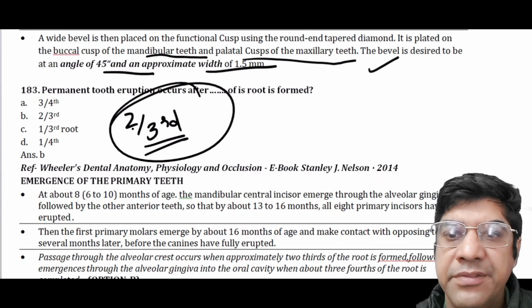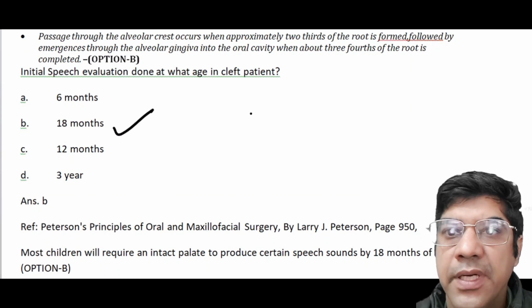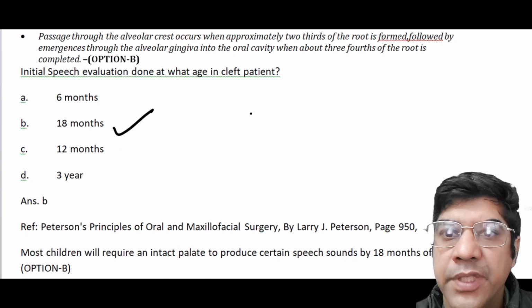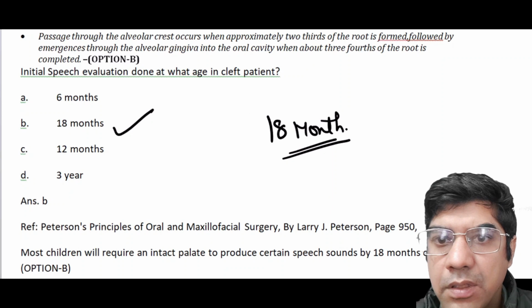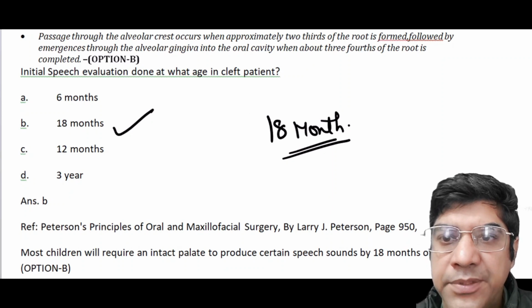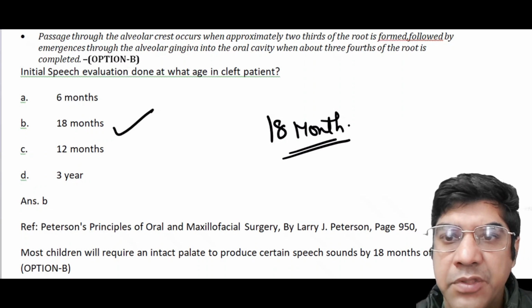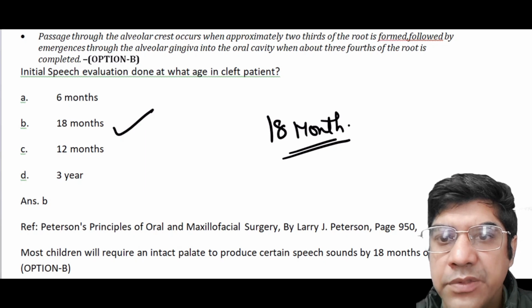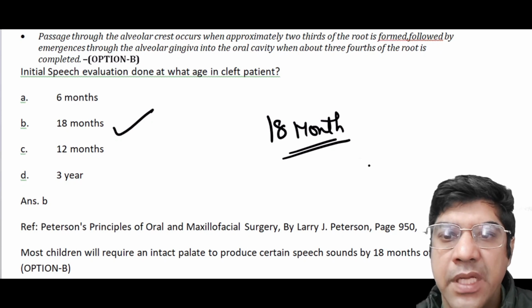Initial speech evaluation is done at what age in the cleft patient? It's the 18th month. So most children will require an intact palate to produce certain speech sounds by the 18 months. So the palate helps in the production of certain speech sounds, such as those involving pressure buildup, the sounds like P, B, T, D. So by the age of 18 months, the children are expected to have acquired a certain range of speech sounds and start combining them to form simple words.